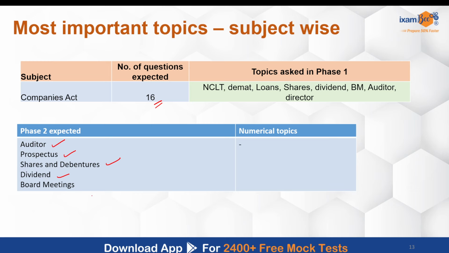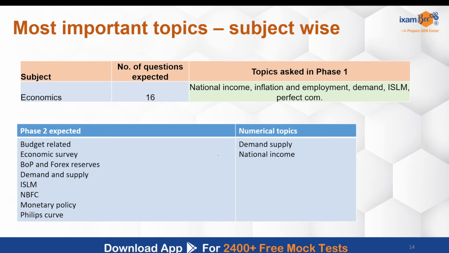Some timeline related to dividend will be asked again. Board meetings and the various committees related questions will be important over here. NCLT, please go through, revise, but I expect fewer questions in phase 2 now from the NCLT topic. Economics, last 16 questions I expect.